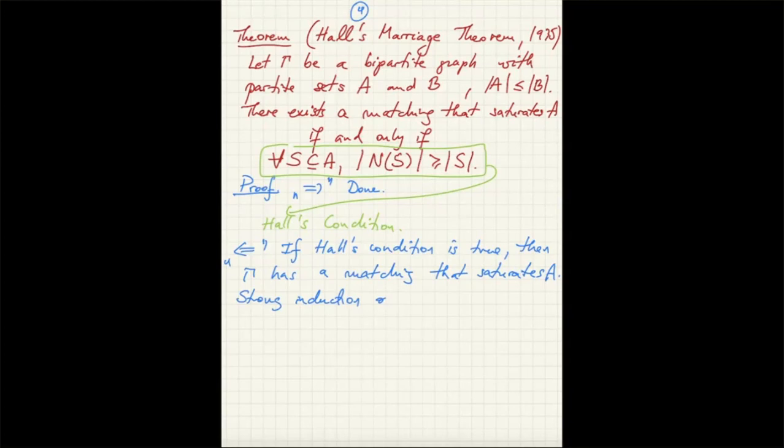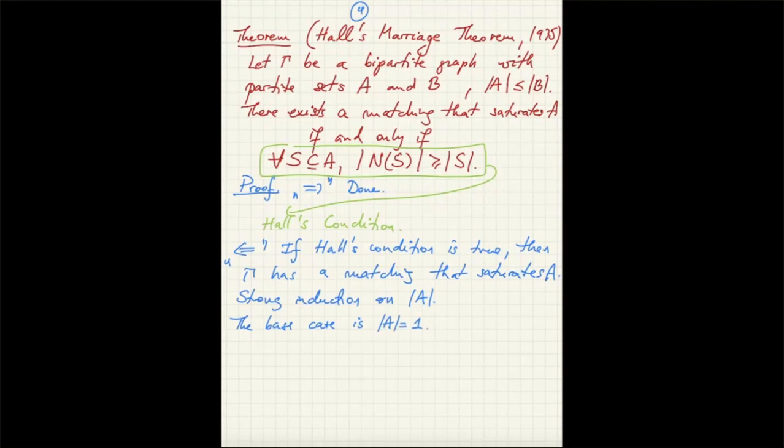On the cardinality of the smaller side, on the cardinality of A. Okay, all right, so how does this work? Well, we start with the base case. The base case is cardinality of A is 1.